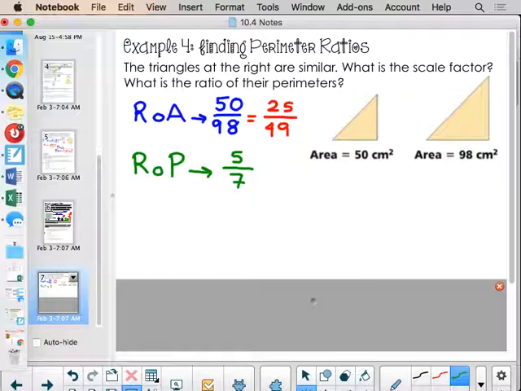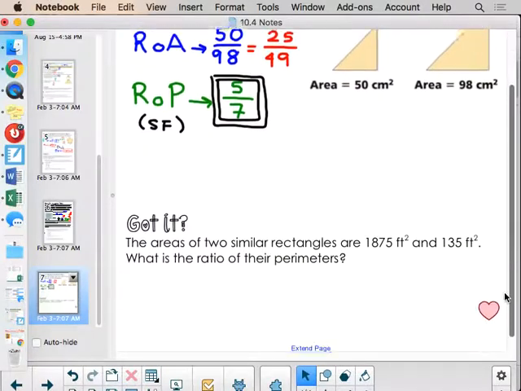It also asked me for my scale factor. But we know better. What's the scale factor? It's still 5 over 7. Because this is the same thing as the ratio of my perimeter. Because they both deal with linear dimensions, they both produce the same answer, okay? So my ultimate answer on this guy here is 5 sevenths. Questions on that? All right, here is your turn.